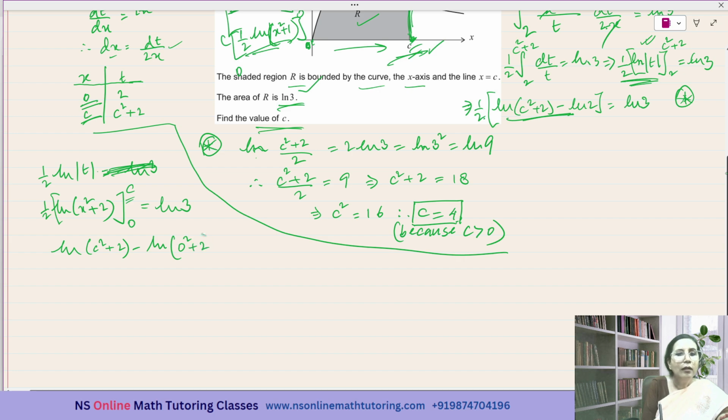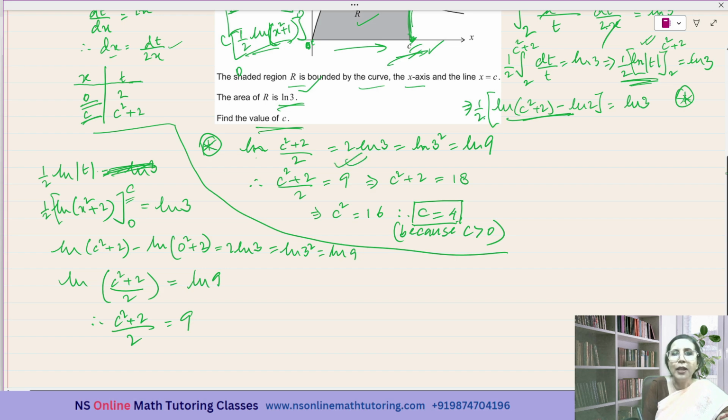Okay. And this is equal to 2 times ln of 3 equal to ln of 3 square, which is equal to ln of 9. Okay. So this is ln of c squared plus 2 and this is ln of 2. So I can combine these two. It is ln of (c squared plus 2) over 2 equal to ln of 9. Therefore, (c squared plus 2) over 2 is equal to 9. And this is the same equation that I am getting over here.